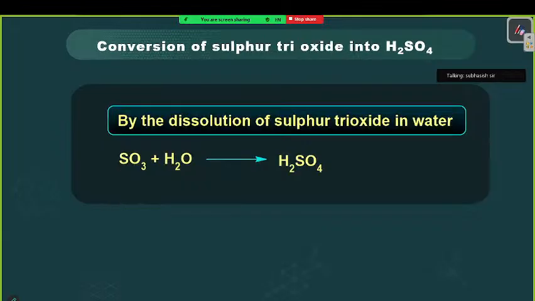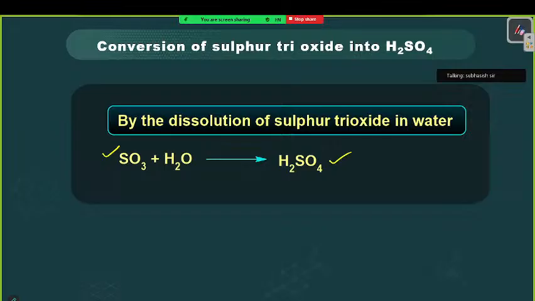Now move on to the next one. That is the most common method: when the oxides of non-metals dissolve in water, they produce acid. Sulfur is a non-metal and its oxide is sulfur trioxide, or you can even say sulfur dioxide. But if you take sulfur trioxide and dissolve it in water, you get sulfuric acid. This is the most common method for the preparation of sulfuric acid.